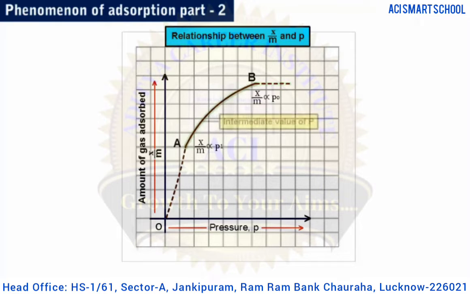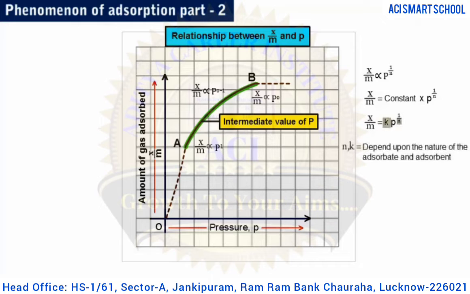Let's now look at AB part of the curve. For this part of the curve, x by m lies between p to the power 0 and p to the power 1. In other words, in the intermediate range of pressure, x by m depends upon p raised to the power 1 by n, where n is a positive integer. At a particular temperature, n and k depend upon the nature of the adsorbate and the adsorbent.